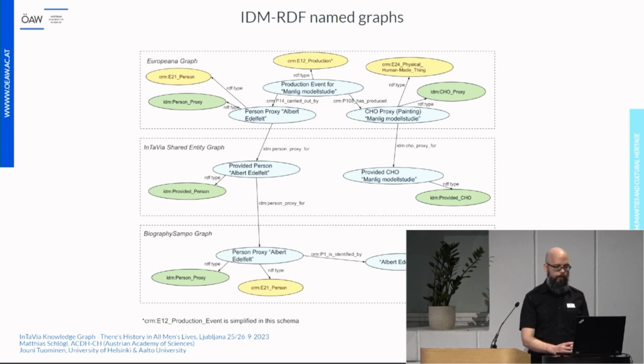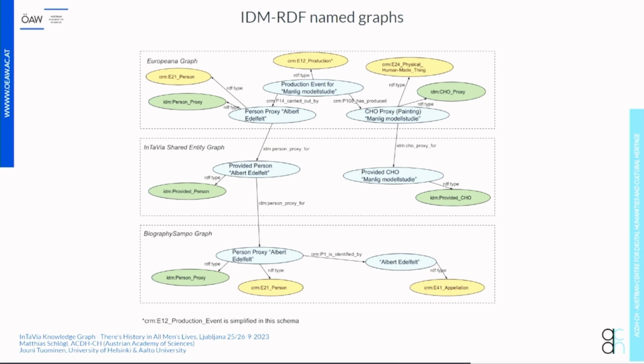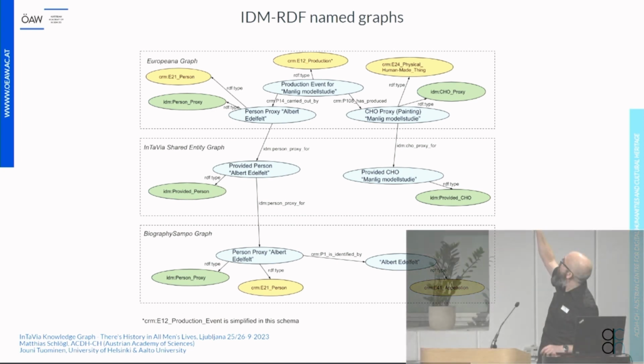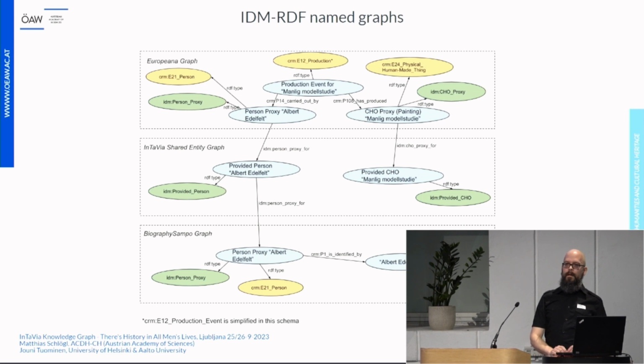Then about the named graphs, here we can see an example of three different named graphs. On the top of the view we have the Europeana data in its own graph, and then on the bottom we have data coming from the Finnish biography sample, and in between, in the middle, we have the InTaVia shared entity graph that integrates these different source data sets. So for example, we can have from Europeana this painting by the Finnish painter Albert Edelfelt, and then in the bottom we have the biography of Albert Edelfelt from the Finnish national biography, and then in the middle we create shared identifiers or entity representations for Albert Edelfelt and also the painting, and this way we can interlink these different pieces of information coming from different data sources.